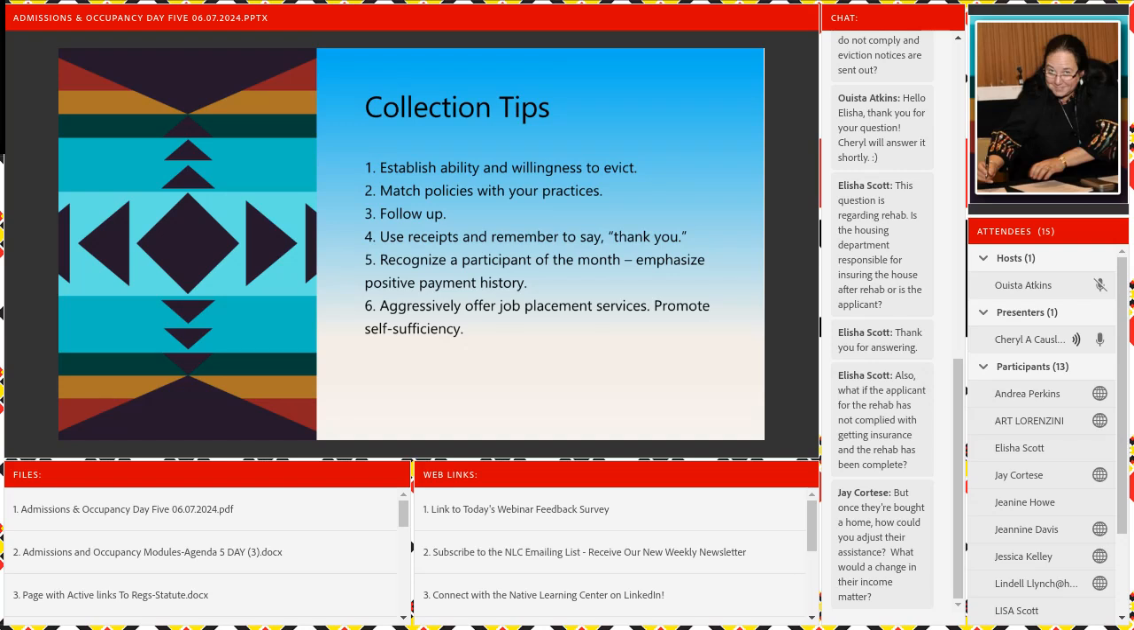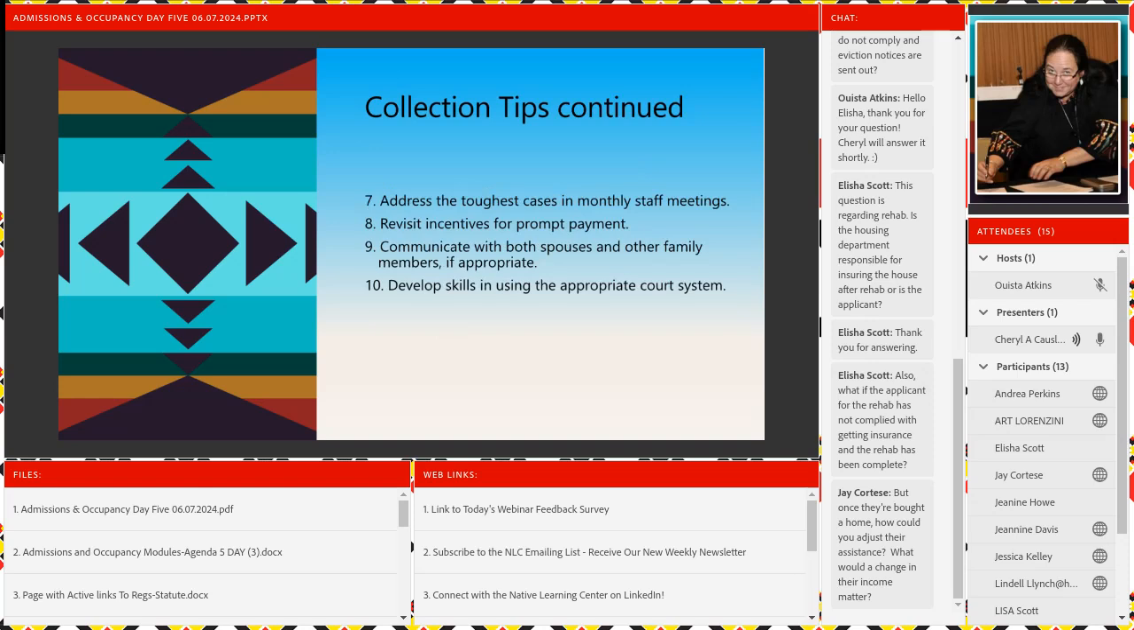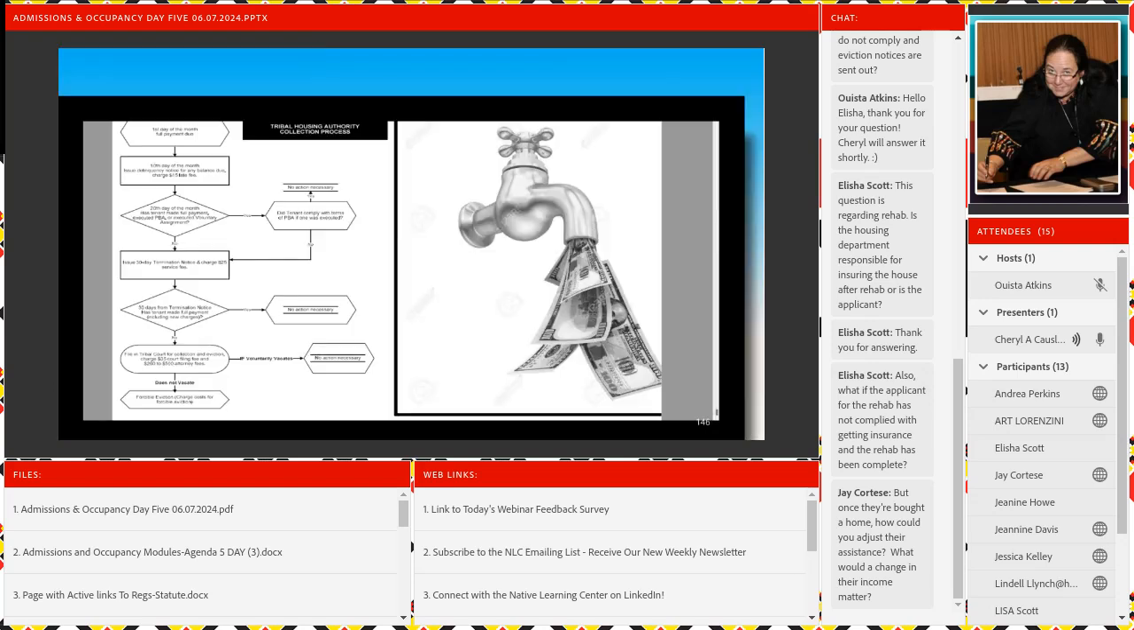Remember, help those tenants as much as you can. Promote that self-sufficiency if you can. Address your toughest cases in your monthly meetings. Revisit incentives for prompt payment. Communicate with both spouses in the family, other family members if appropriate. Develop skills in using your appropriate court systems.